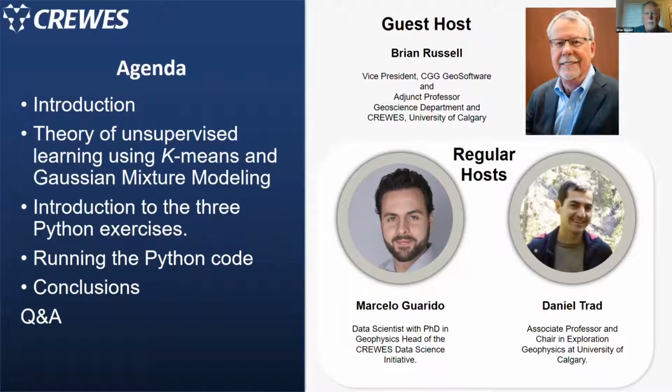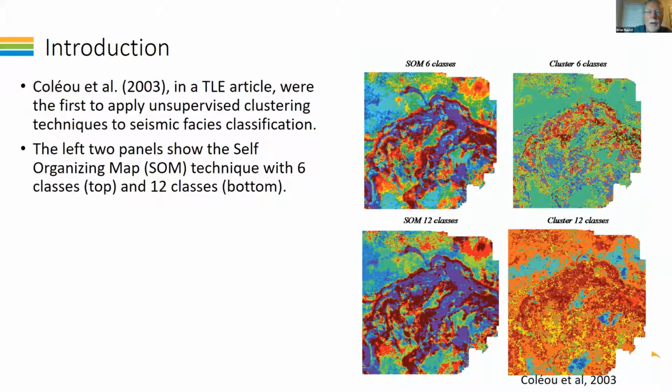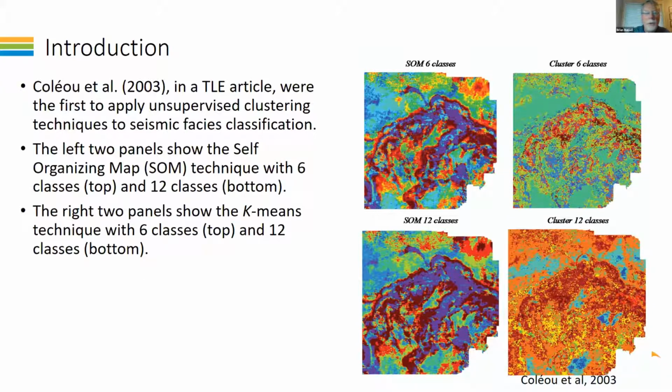All right, so there's an excellent article. I've got the references here if you want to download it. It's quite old now, written in 2003 by my colleague Thierry Coléou, who's still with CGG. They were the first to apply unsupervised clustering techniques to seismic facies classification. The left 2 panels here show the use of the self-organizing map, or SOM, sometimes called the Kohonen self-organizing map, with 6 classes and 12 classes. The right 2 panels show the k-means technique with 6 classes on the top and 12 classes on the bottom. You can see there's a little difference between those 2.